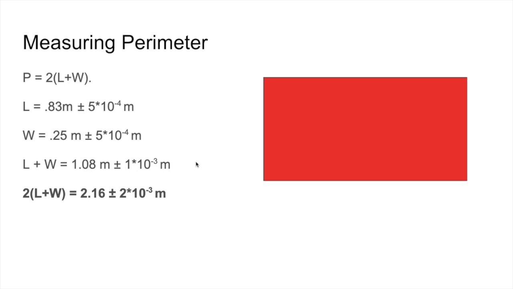So my perimeter measurement is 2.16 meters plus or minus 2 times 10 to the minus 3 meters, which is plus or minus 2 millimeters. That makes sense: you have a half millimeter of uncertainty in each side measurement, and there are 4 sides. So 0.5 millimeters 4 times adds up to 2 millimeters.